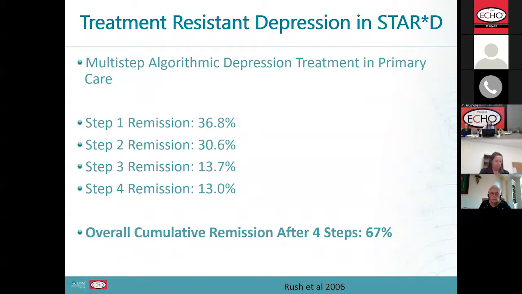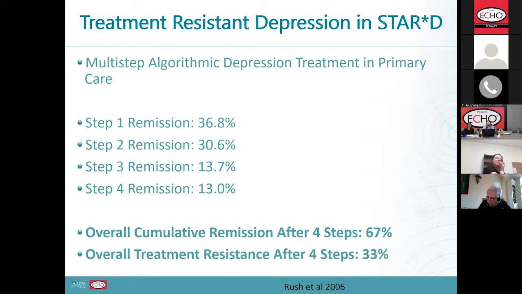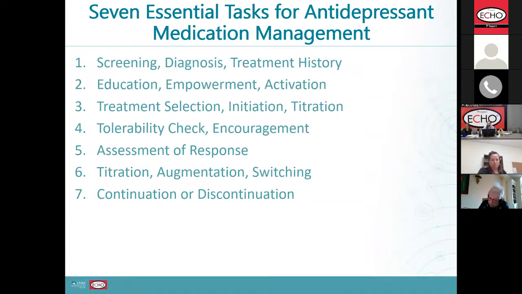And what they found was that after 4 treatment steps, there was a cumulative remission rate of 67%. So 2 out of 3 people got remitted from their depression. What this also says is that treatment resistance after 4 steps is 33%. So basically, when you're working with a patient with depression, there's about a 1 in 3 chance that that person will have some level of treatment resistance.